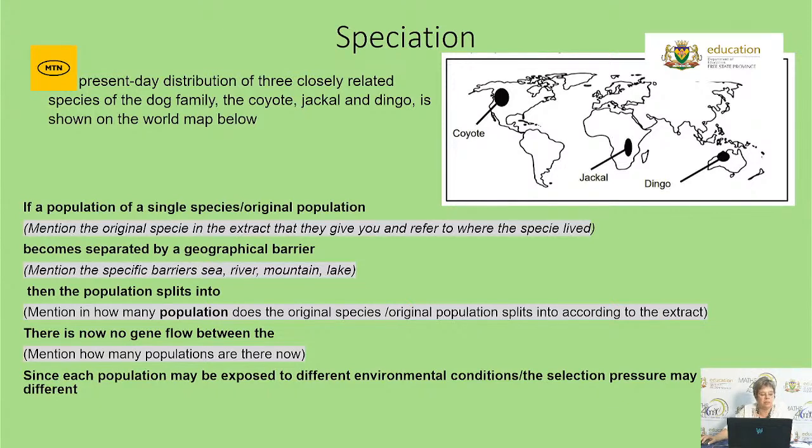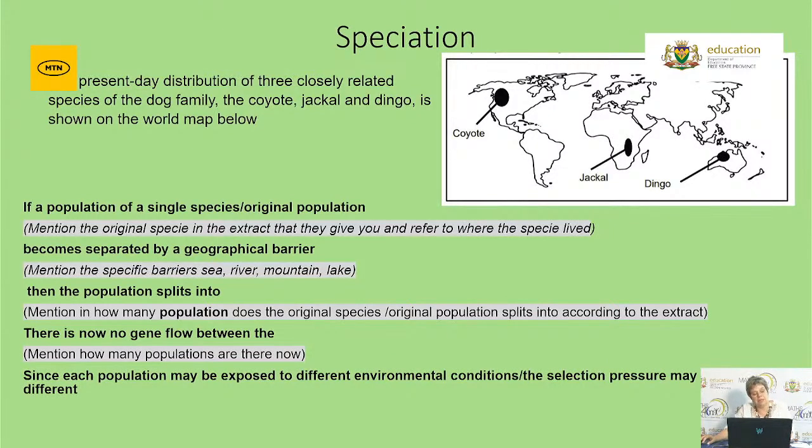And they are now split into how many groups? 1, 2, 3. They are split into 3 groups, 3 different populations. And then we will say there is no gene flow between the 3 populations, and the 3 populations undergo natural selection independently, and they could not mix, or even if they are mixed together, they cannot produce fertile offspring. So now there are 3 different species, and you refer to the different species as coyote, jackal, and dingo.